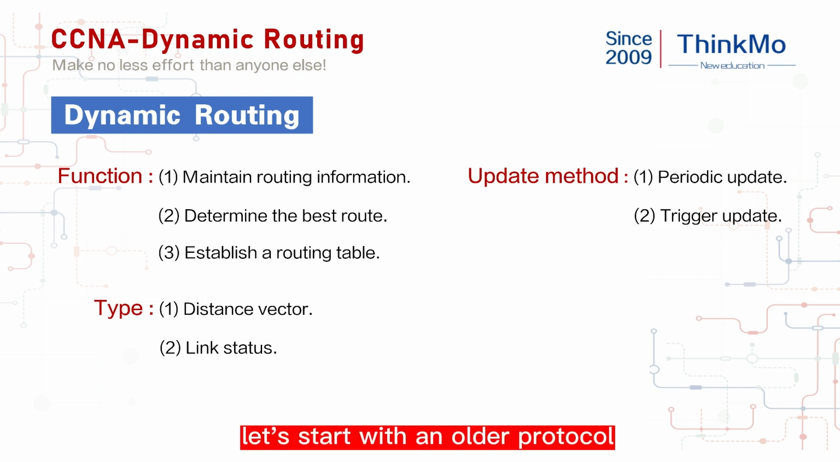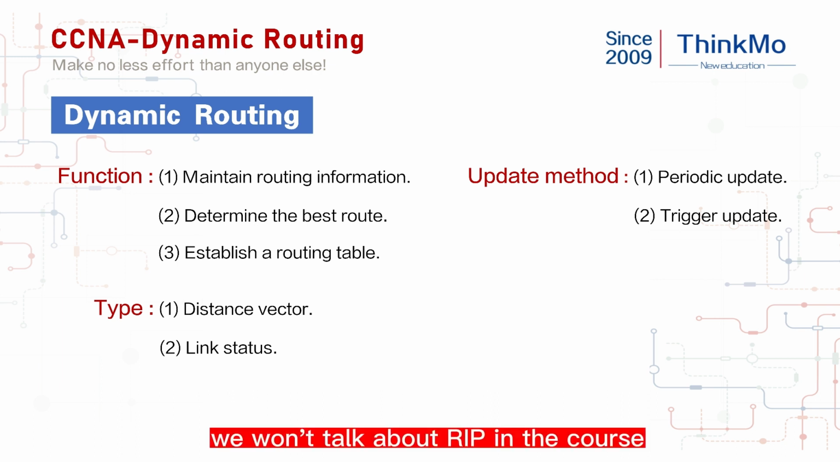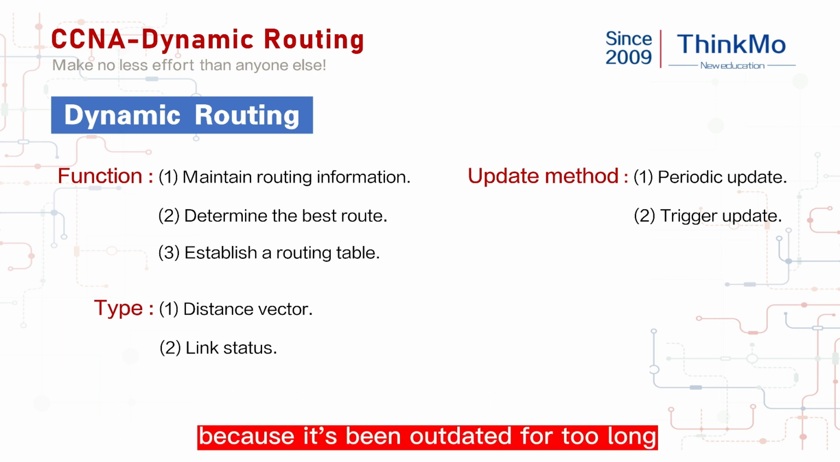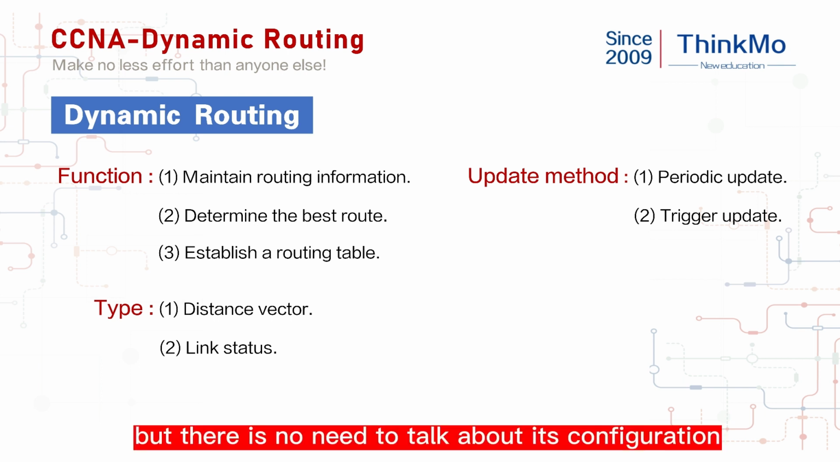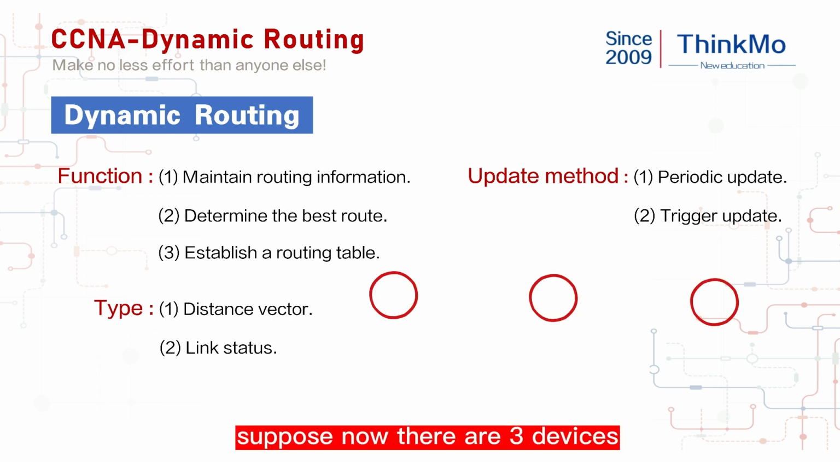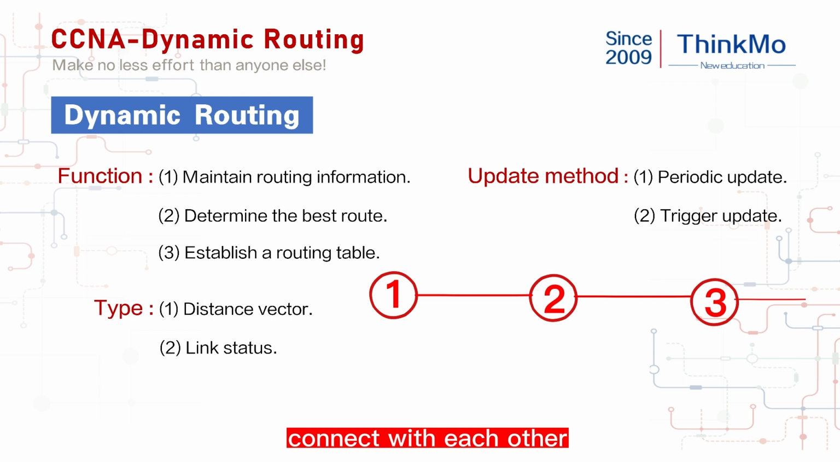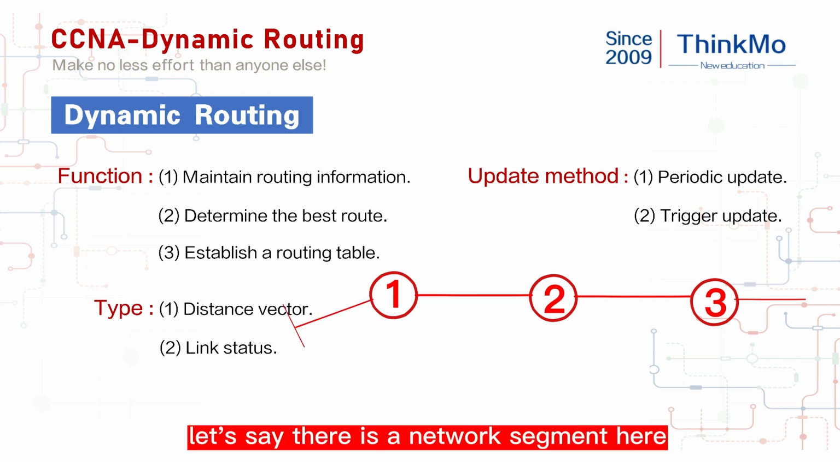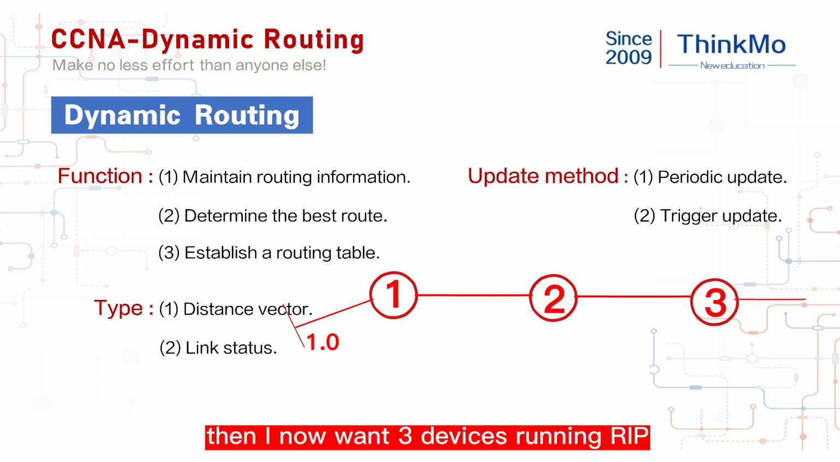Let's start with an older protocol called RIP. We won't talk about RIP in the course, because it has been outdated for too long. We can simply mention it, but there is no need to talk about its configuration. Suppose now there are 3 devices. This is 1, this is 2, this is 3, connected to each other. Let's say there is a 1.0 network segment here. Now I want the 3 devices to run RIP.